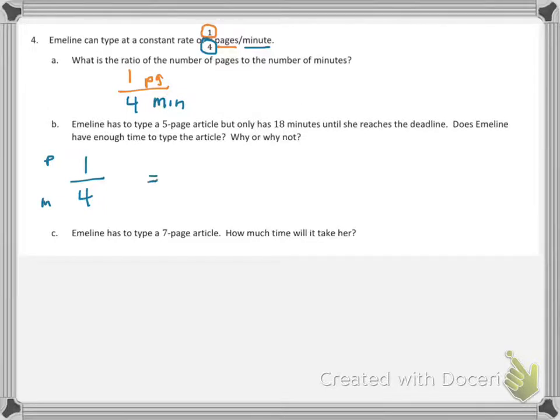And I've got a choice here. I can make the number of pages 5. Let's do that first. So still I'm going to compare pages to minutes, and I'm going to make the number of pages a 5. Now I can see that if I multiply the top by 5, 1 times 5 is 5, so 4 times 5 is my number of minutes. So 20 minutes. But she only has 18 minutes until she reaches the deadline.